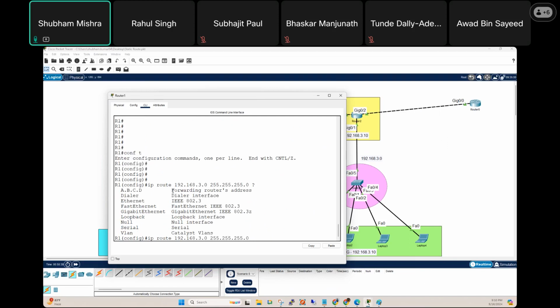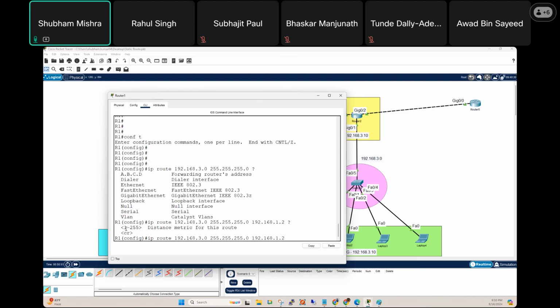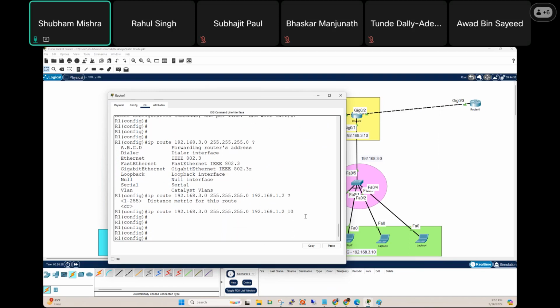What is this? This is the forwarding router address. It means here you need to write the next hop, right? 192.168.1.2. And I press the question mark. What is this? Distance metric. It means here you can mention the AD value. For example, I write 10. So for this route, I am mentioning the AD value 10. Then show IP route.